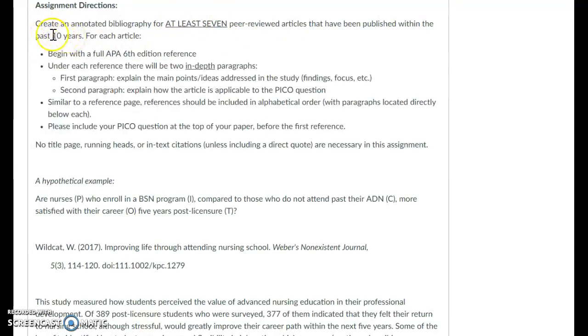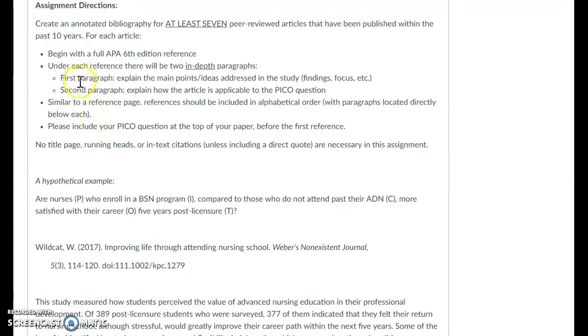Please be very careful that it is within the last 10 years. That does show up in the rubric in your final paper, and it would be unfortunate to have to find new articles at that point in time. So at least 7. What you're going to be doing for each one is you're going to have a 6th edition reference put down, and again, here's a little sample. This is a fictitious one, but a little sample right there. And then under each of the references, you'll be doing an annotation.